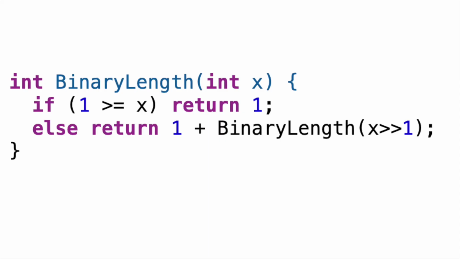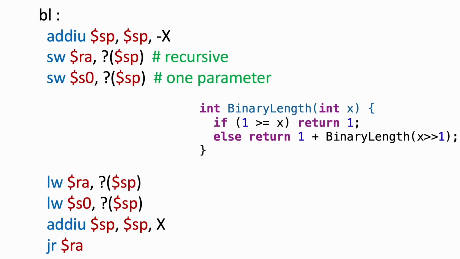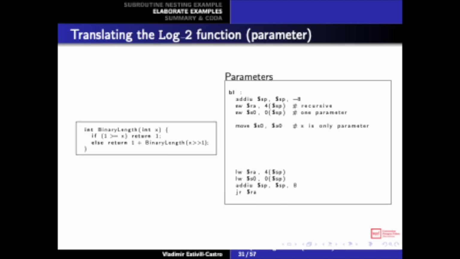The C subroutine that computes the length in binary of a given value is succinct. While in assembly, because we use recursion, we will need to place the return address in the stack, and also we will need a res register to save the one parameter.